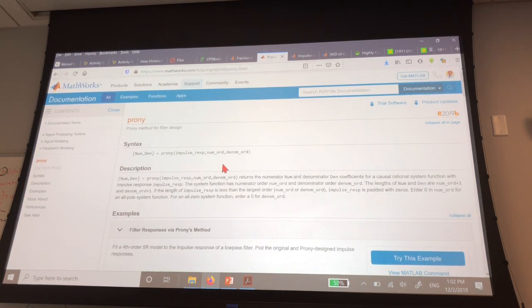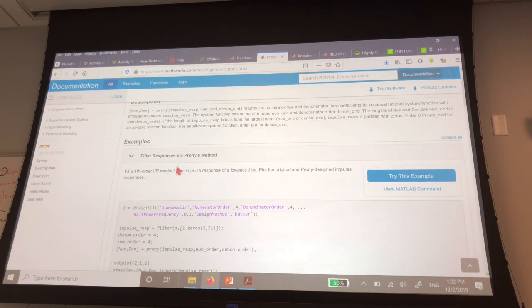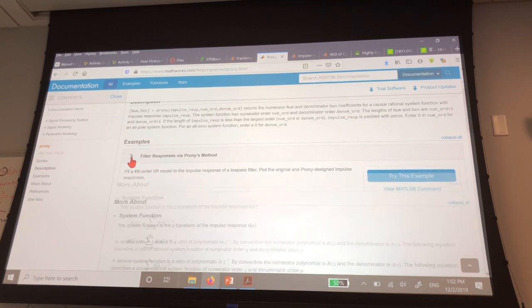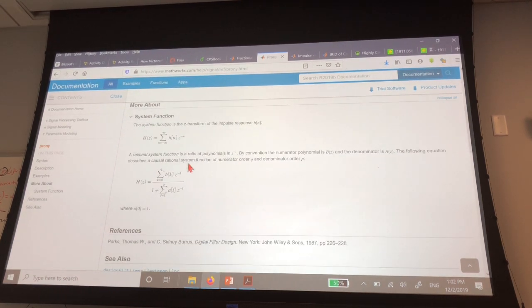So you can see this is the Prony command. You give Prony the impulse response, a numerator order and a denominator polynomial order. It will give you the numerator and denominator coefficients. So if you have an impulse response h of n, you will be able to get this.